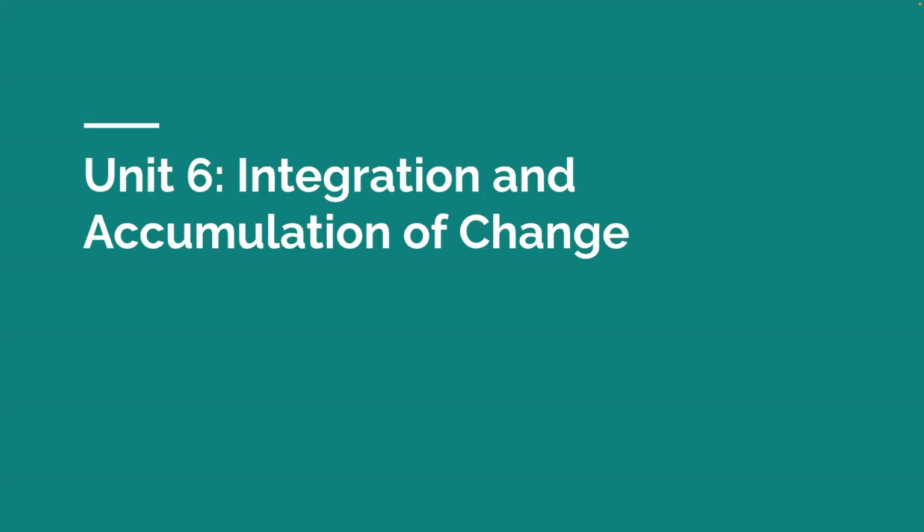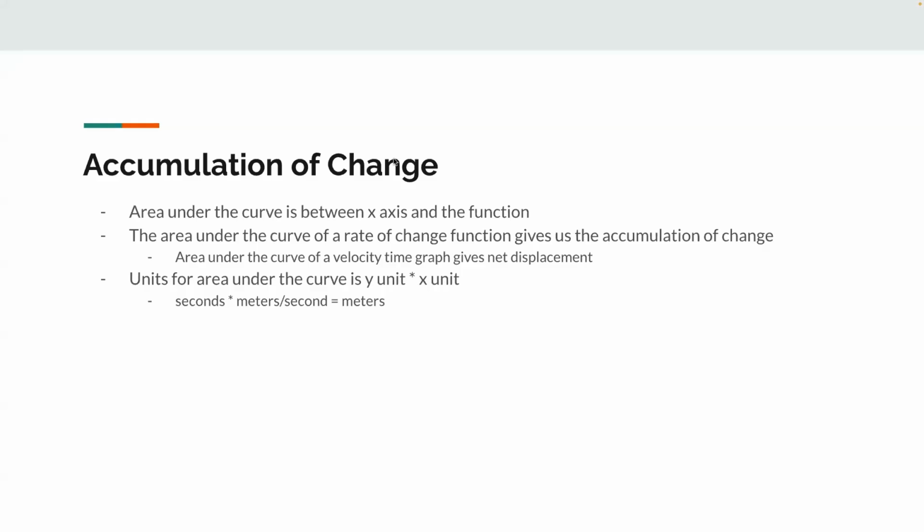Unit 6, integration and accumulation of change. This unit is pretty hard. It'll introduce integration, as so far we've only done derivatives. So what is accumulation of change? The area under the curve is defined as the total area between the x-axis and the function. So it can be negative or positive. The area under the curve of a rate of change function gives us the accumulation of change.